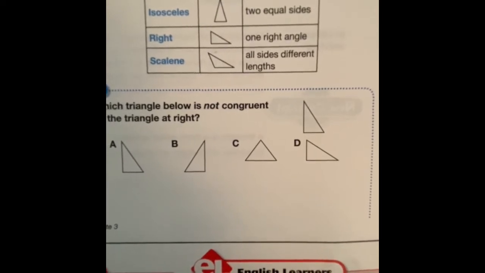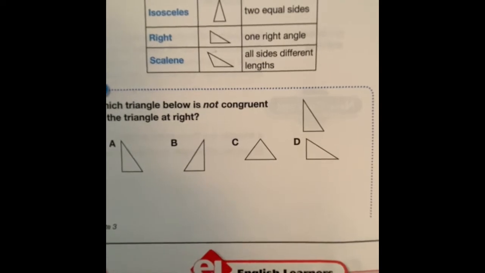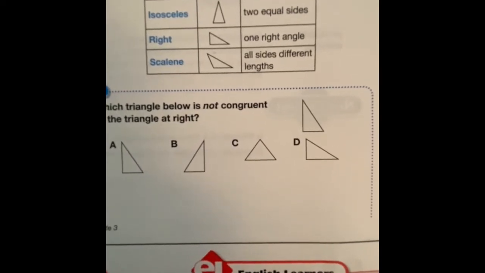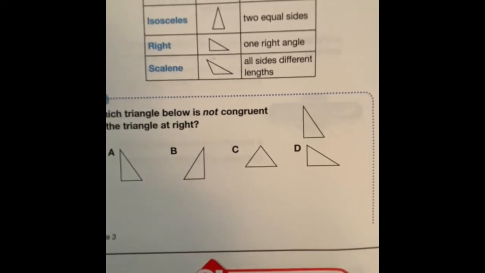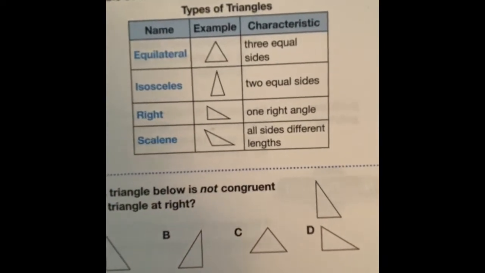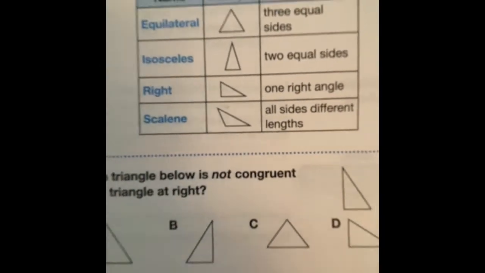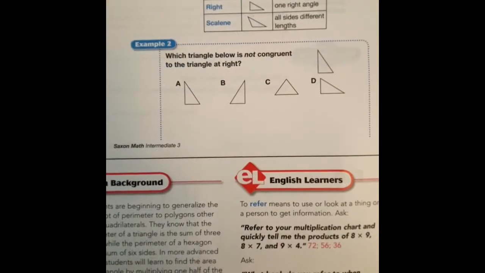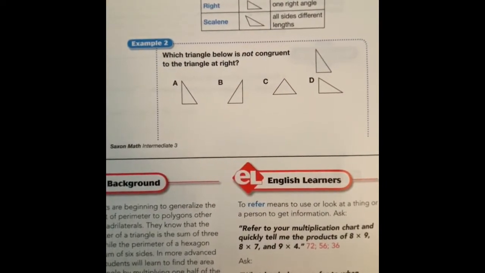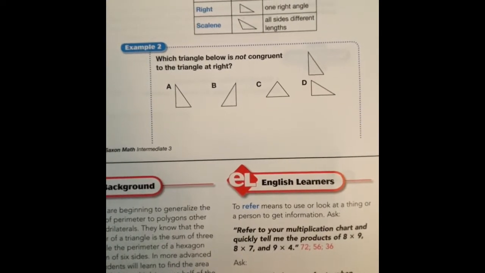And the third triangle, the one that only has one right angle, is called a right triangle. That's another easy one to remember. And the triangle that has all three sides of different lengths, but also has that obtuse angle there, that is a scalene triangle.